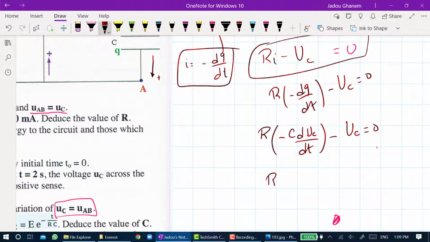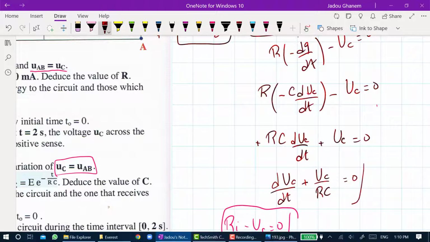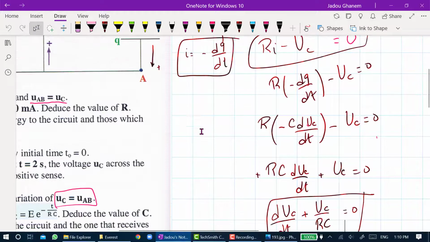The result will be RC duc by dt minus uc, this is the minus sign also, equals to 0. Multiply by our negative sign, it will be plus and plus. Divide by RC, so the equation will be duc by dt plus uc over RC equals to 0. This is the equation for the discharging phase of a capacitor.